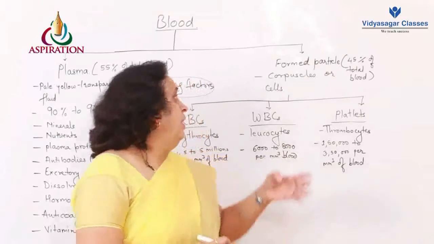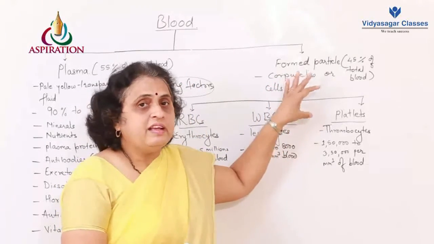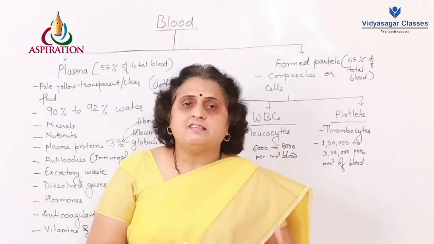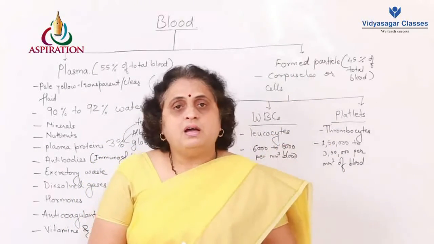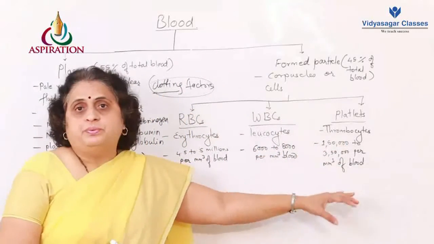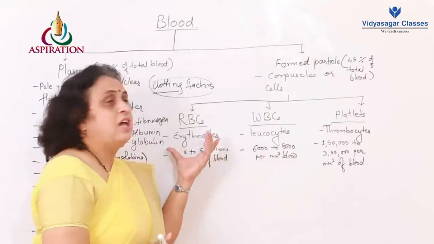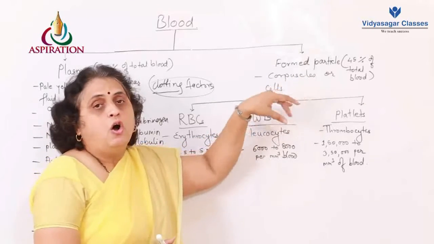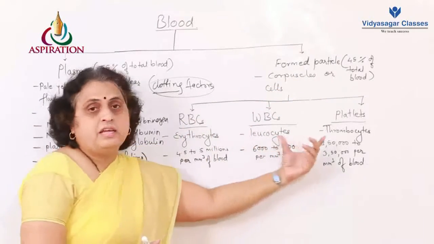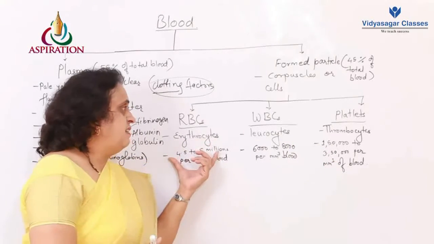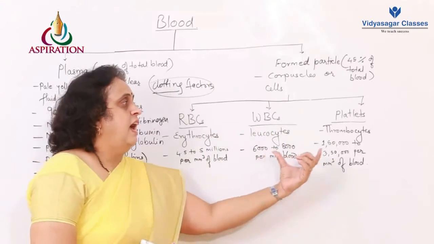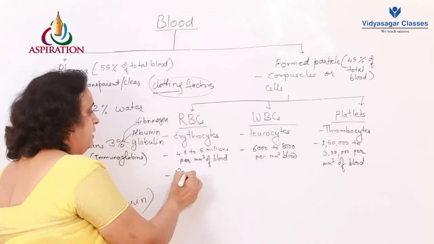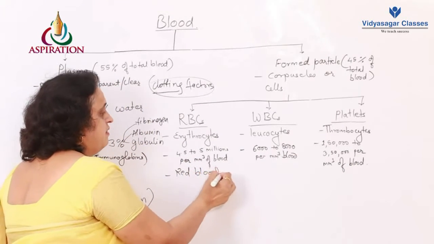That brings us to the part called formed particles. What are these formed particles and what are they going to do? If the major circulating nutrients and the excretory products are in the plasma, then what are these formed particles going to do? If we come first to the RBC, we have divided the formed particles, or the corpuscles or the cells, into three major categories. We have RBCs, WBCs and platelets.